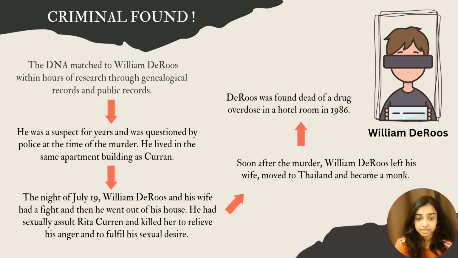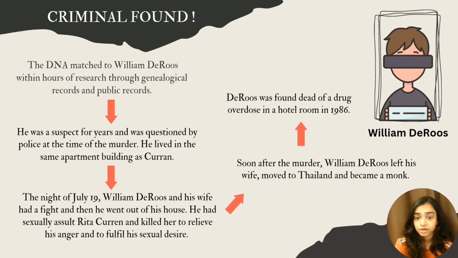He was a suspect for years and was even questioned by the police at the time of the murder. He lived in the same apartment building as Karen. On the night of the murder, William D. Roos and his wife had an argument and then he went out of his house. He had sexually assaulted Rita Karen and killed her to relieve his anger and to fulfill his sexual desire.